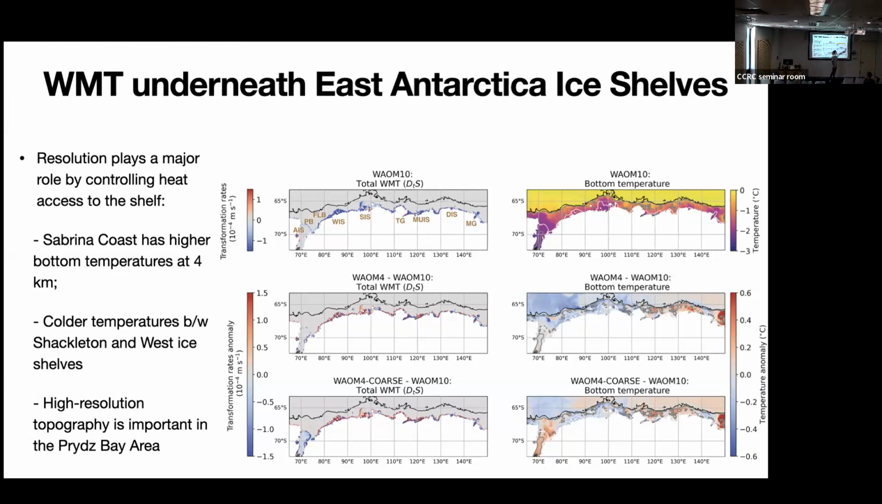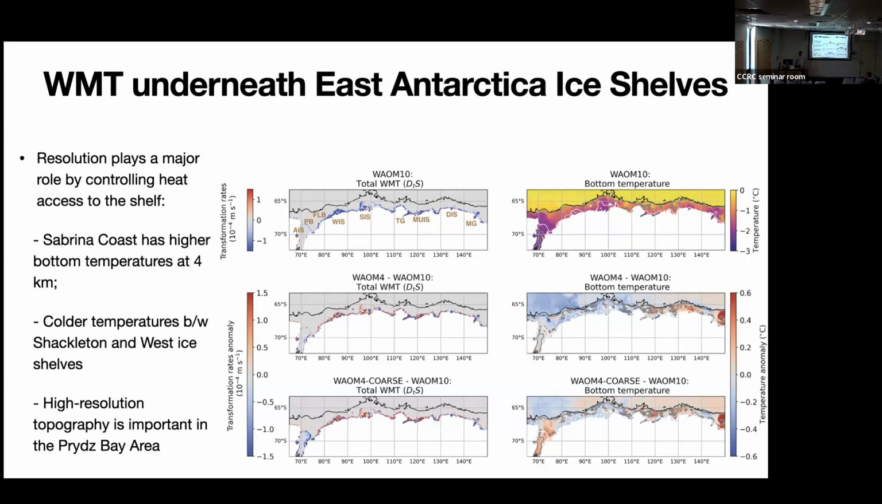You can see the Sabrina Coast here, east of 110°E more or less, has warm waters on the shelf at 4 kilometers, then at 10 kilometers, and this other area here between Vincennes Bay and the Shackleton Ice Shelf has colder shelf waters. As for the effect of the topography, these two are quite similar on the shelf, besides this Vincennes Bay area. So the coarse topography and high-resolution 4 kilometer experiments show changes in the shelf circulation here that bring warm water from the shelf break towards the Amery Ice Shelf.